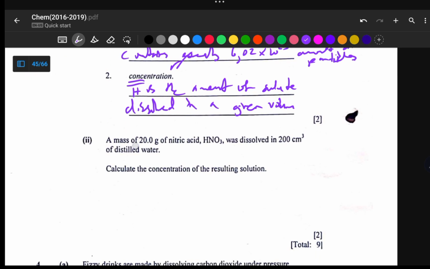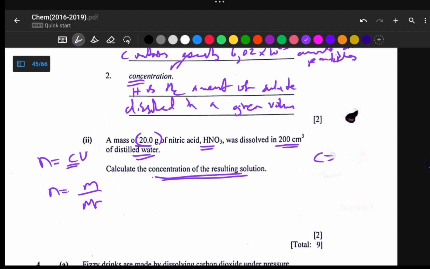So the next question says a mass of 20 grams of nitric acid was dissolved in 200 cubic centimeters of distilled water, and we are required to calculate the concentration, right? So we have the mass of nitric acid, so we can simply calculate the number of moles. So n is equal to mass over Mr, and then we have another equation, n is equal to CV. So we want C. So C is equal to n over V. So we can calculate the number of moles using this equation, and then we can proceed, right?